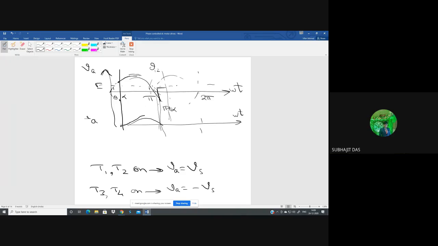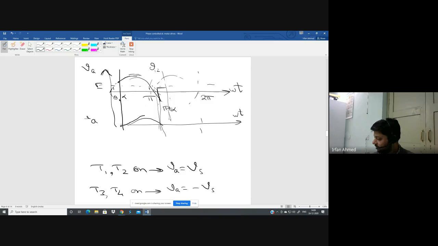At pi plus alpha, we turn on T3, T4. Instantly, the armature voltage jumps to minus Vs. The current cannot jump instantly, it increases gradually.